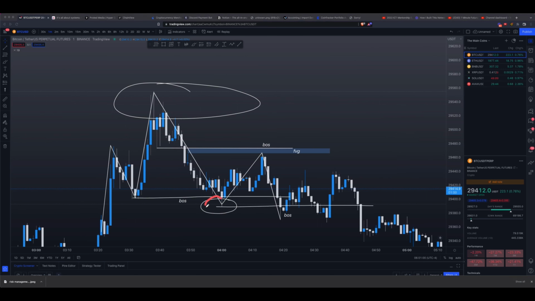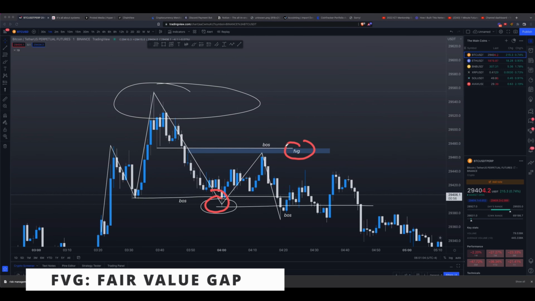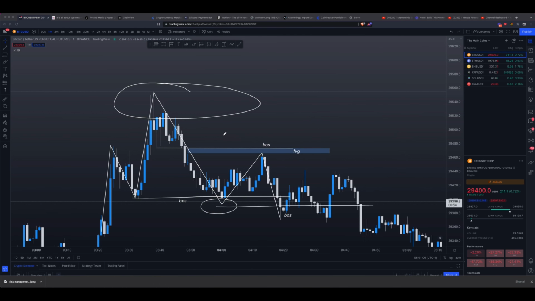So firstly, you want to look for a break of structure. Then you want to look for an FVG, which is what you call a fair value gap. This occurs the moment price breaks a swing low, right? The moment price breaks the swing low, notice how you have a very aggressive move downwards. In the process, you will notice that there is a gap in the price action where, in this part right here, there is zero price action, right? Totally zero.